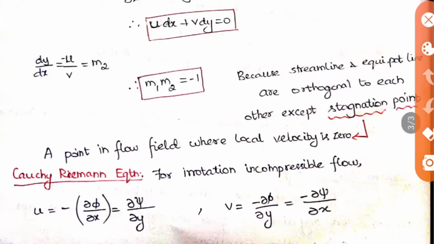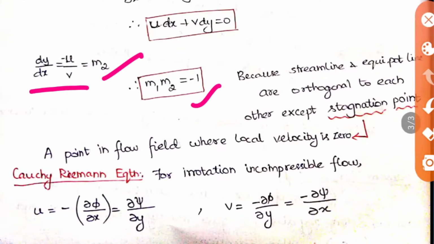Here dy by dx is taken as minus u by v. So we will be getting m2. As I told you, why we are denoting it as m1 and m2: in the stream function and the potential function, when you multiply this m1 and m2, you will be getting minus 1 as the answer. Because we know that the streamline and the equipotential line, this potential line is nothing but the equipotential line, are orthogonal to each other. This we have studied already in soil mechanics. These are orthogonal to each other except at one point, that is called the stagnation point.